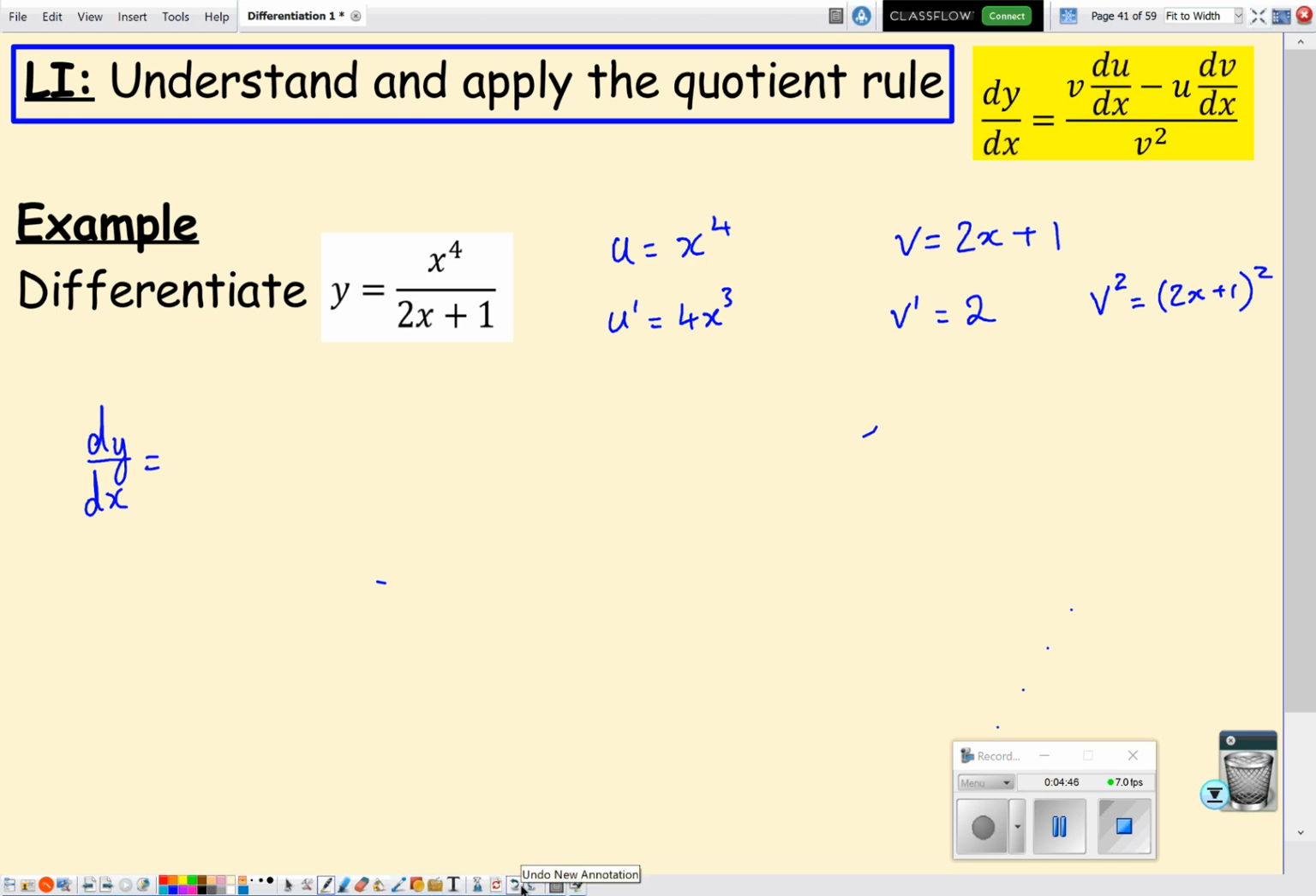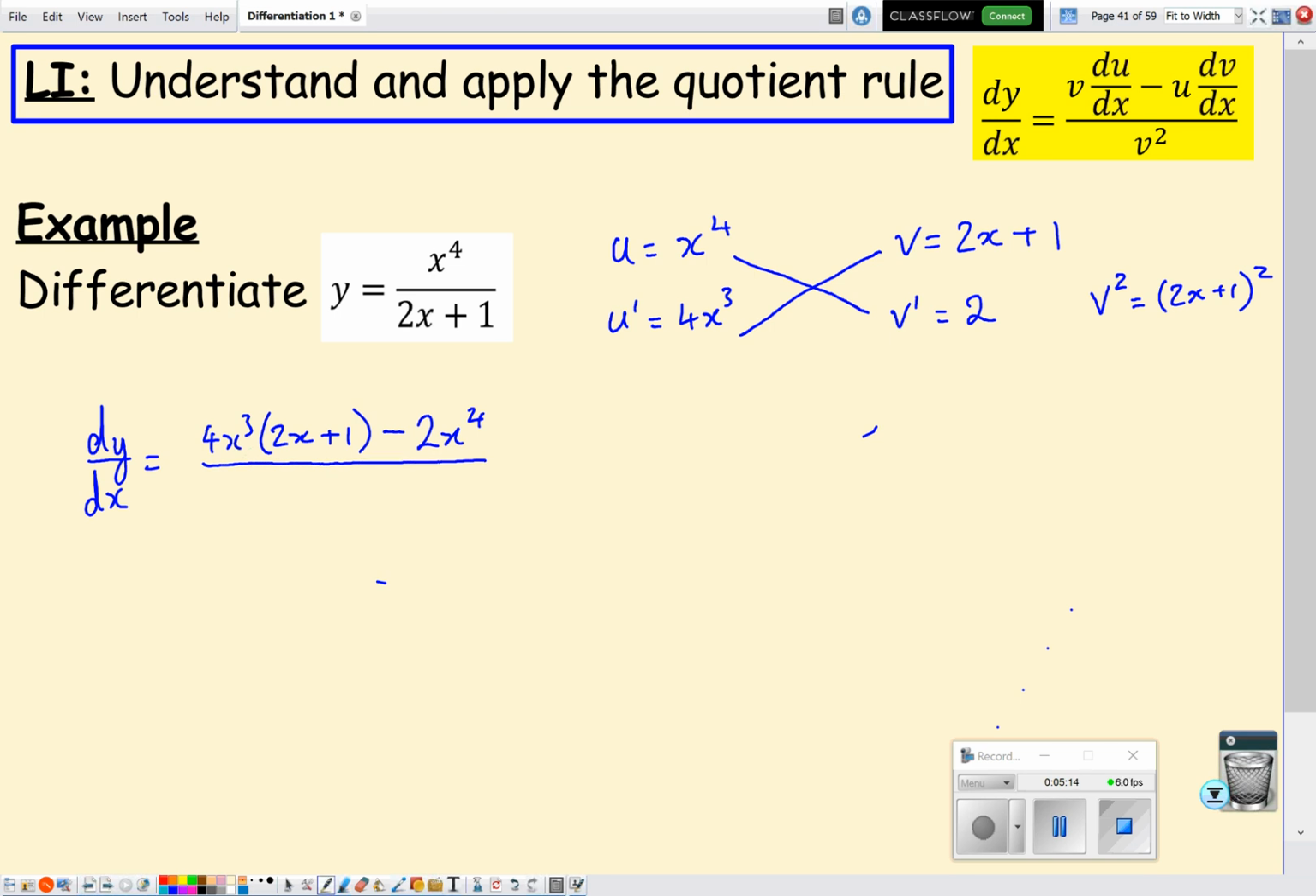Yeah. Now, the order is slightly different because instead of going top left, bottom right, we're going to start top right, go bottom left. vu dashed. Okay, so that's 4x cubed times 2x plus 1, take away uv dashed, so 2x to the power 4.